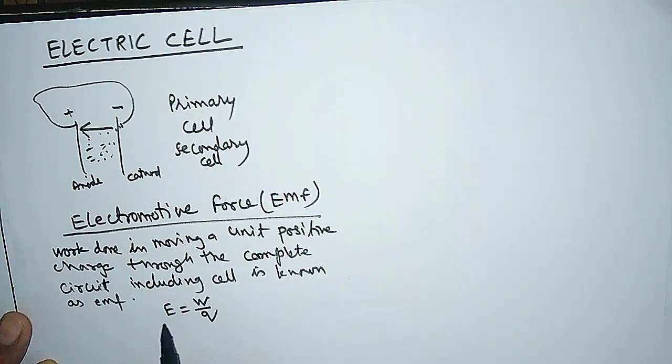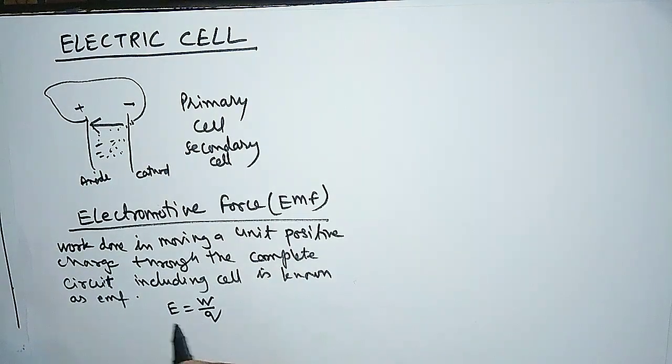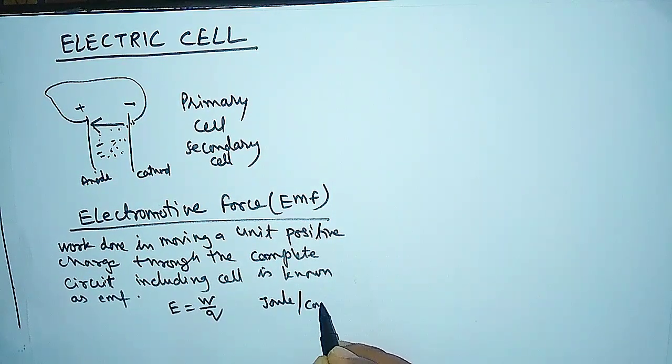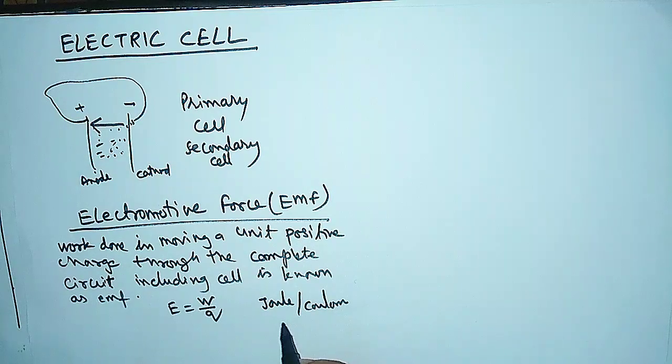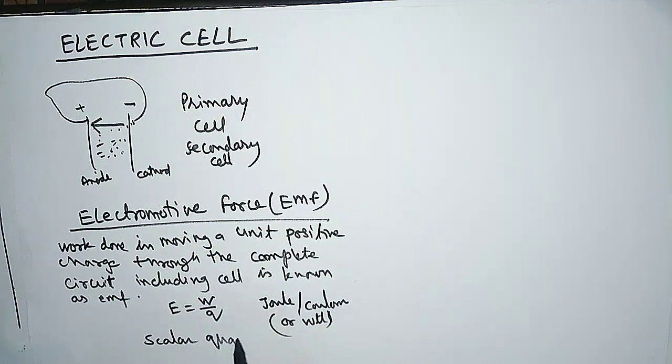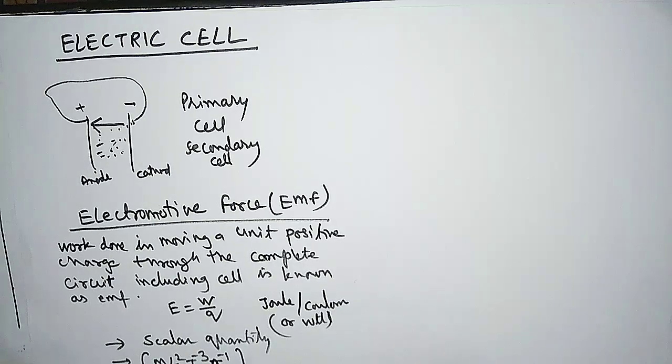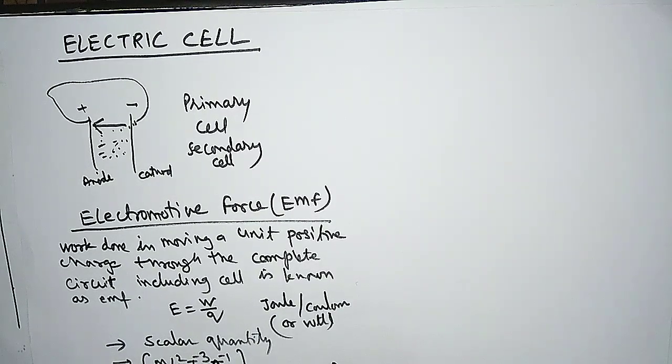It is denoted by capital E. Remember, the SI unit of E is the joule per coulomb, which is also known as the volt. This is the unit, already you know. And remember, it is a scalar quantity. Secondly, its dimensional formula is M L squared T to the power minus 3 A to the power minus 1. So this is the dimensional formula of the electromotive force, EMF.